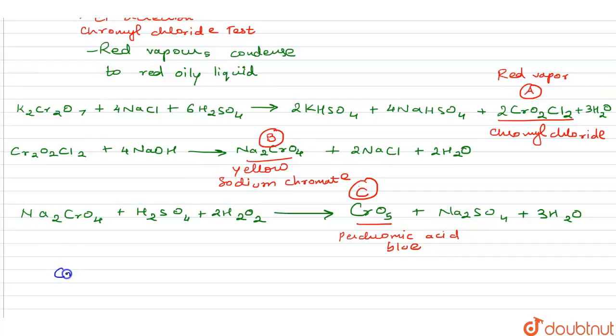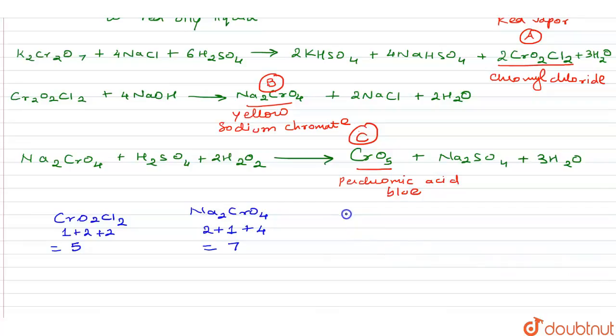CrO2Cl2 is going to be 1 plus 2 plus 2, so that makes it 5. Then comes your sodium chromate, that is Na2CrO4. So it's going to be 2 sodium atoms, 1 chromium atom and 4 oxygen atoms. So that makes it 7.